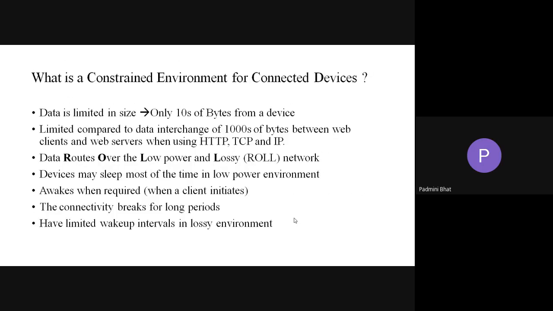Now, what does this constrained environment mean? I have told you. When we use IoT or M2M, this word constrained comes into the picture. So what is it actually? The data is limited in size. Only tens of bytes from a device at a time. This is limited compared to data interchange of thousands of bytes between web clients and web servers when using HTTP, IP or TCP, such things. This is a comparison. Such small data, so that is a constraint.